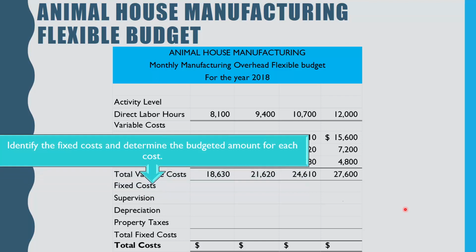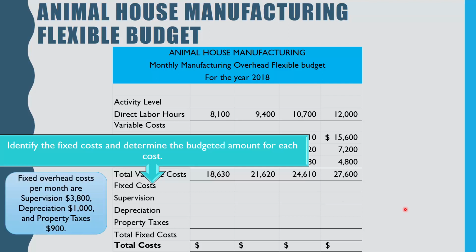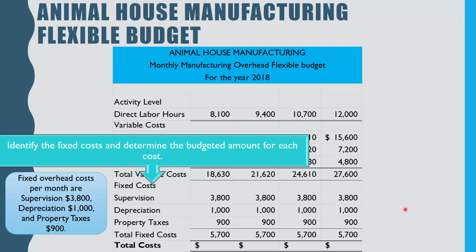Our last step was to identify the fixed costs and determine the budget amount for each cost. And again, our fixed costs were given to us in the problem. And because we know that fixed costs do not change as activity changes, our fixed costs are going to remain the same under all 4 levels of activity. And now we can calculate our total expected budgeted costs for Animal House Manufacturing for their manufacturing overhead budget at these different levels.